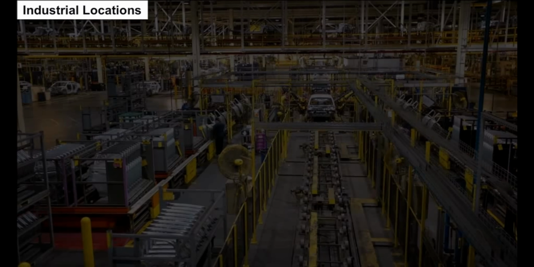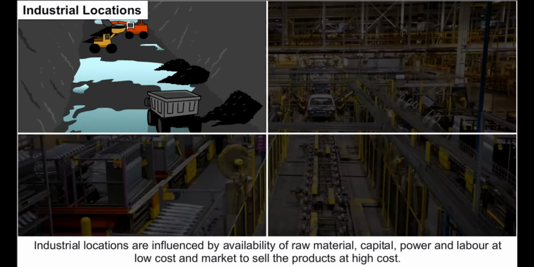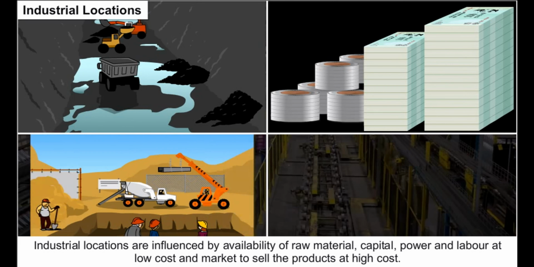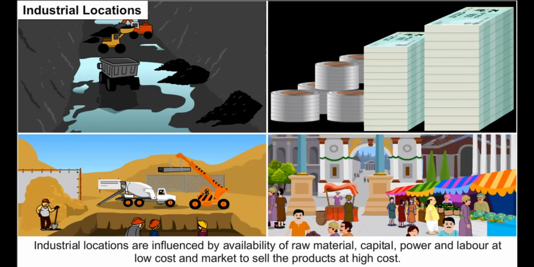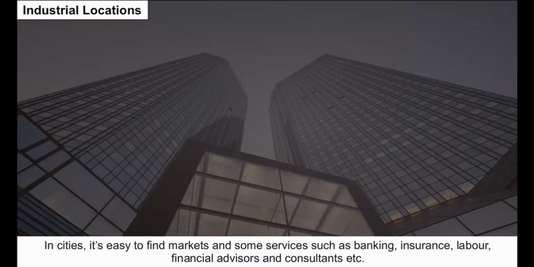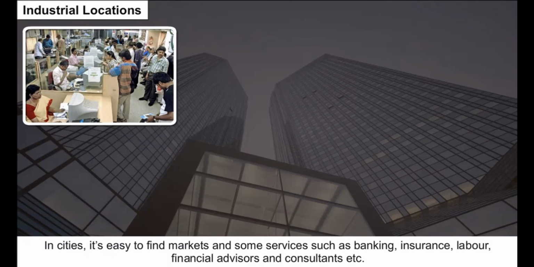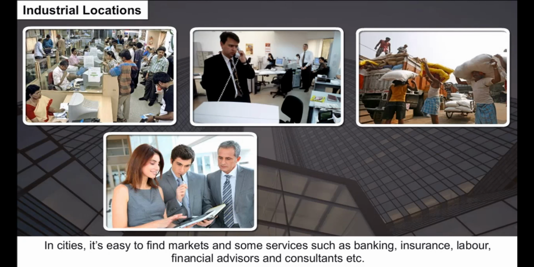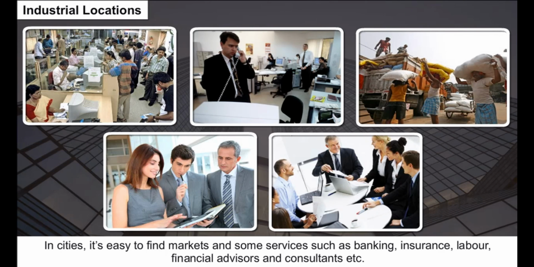Industrial locations. Industrial locations are influenced by the availability of raw material, capital, power and labor at low cost, and a market to sell the products at a high price. In cities, it is easy to find markets and some services such as banking, insurance, labor, financial advisors and consultants, etc.